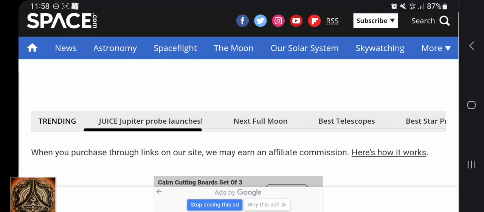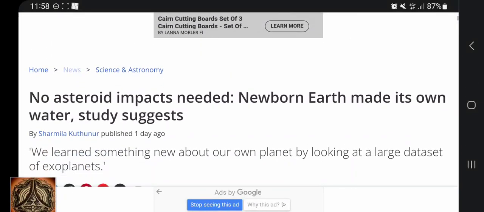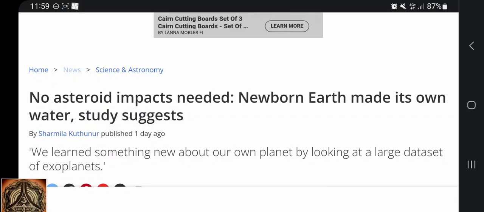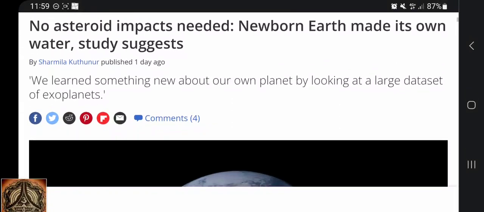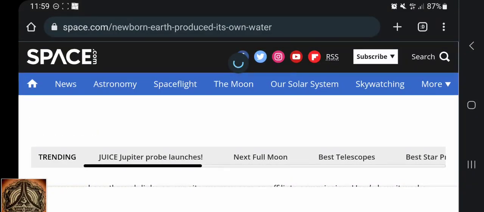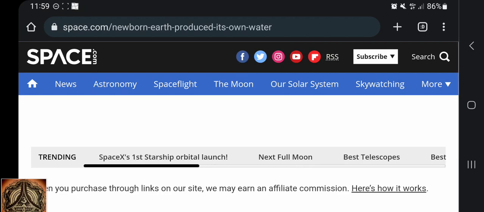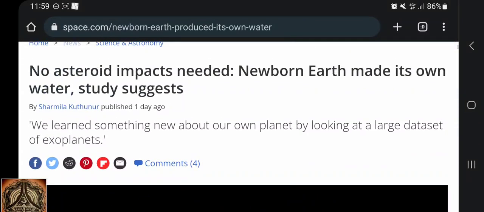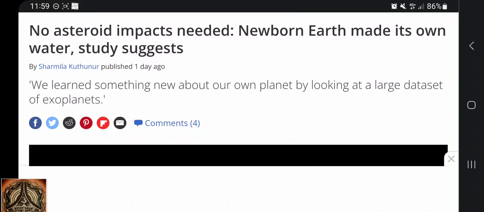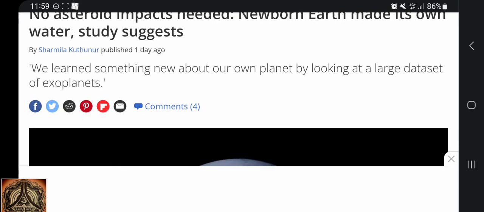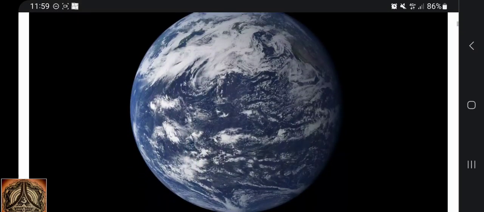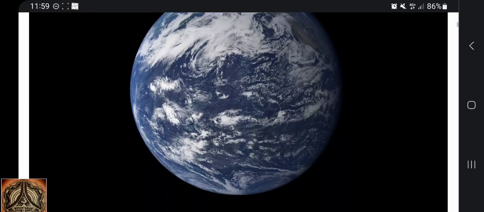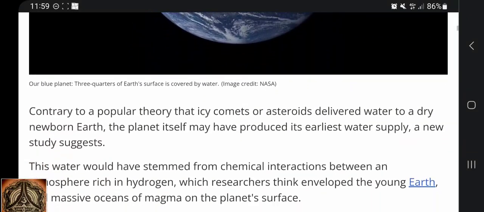We are at space.com. No asteroid impacts needed. Newborn Earth made its own water, study suggests. Published 1 day ago. Now let's refresh, maybe it changes into more days. But for the sake of truth, it's 1 day. It's from yesterday. We learned something new about our planet by looking at a large data set of exoplanets. Earth, yeah, it's blue. There's water all over the place where you look. Clouds, oceans, all on the outer side.